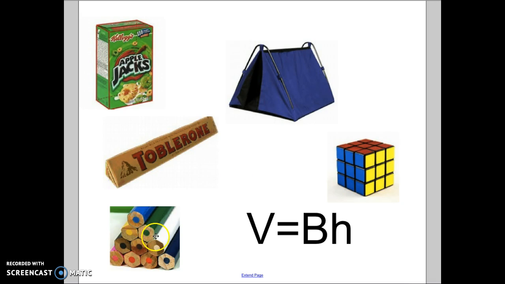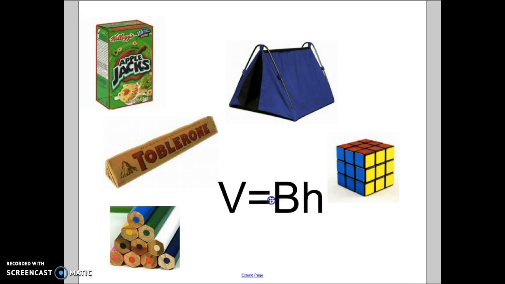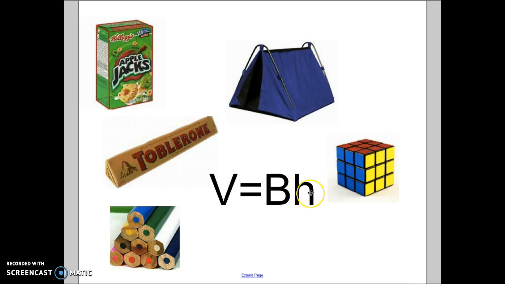These pencils have 1, 2, 3, 4, 5, 6 sides, so they're hexagonal prisms because there's a hexagon at the other end of the pencil as well. The volume of any prism, any two-based figure, is area of the base times the height. So for a triangle, the area of the base would be half base times height. For a rectangle, it'd be length times width, and then times the height.